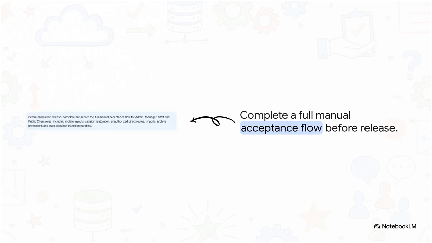So, there's just one final prerequisite before we deploy. As a best practice, we need your team to complete a full manual acceptance flow across all the roles: admin, manager, staff, and the public client. We really want you to test mobile layouts, run some imports, and feel those archive protections firsthand to ensure you have absolute comfort and readiness with the system we've built.